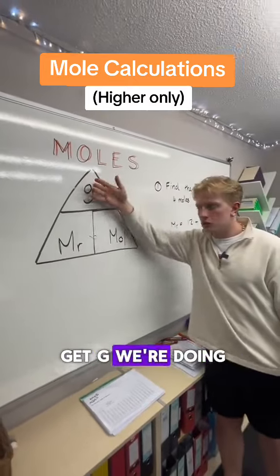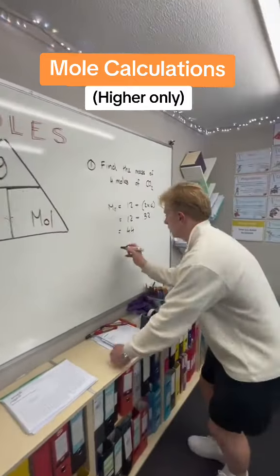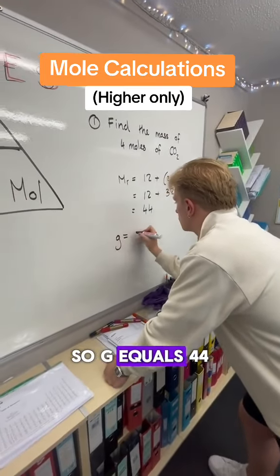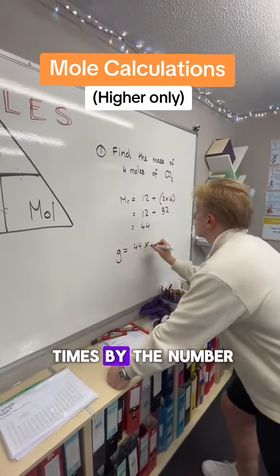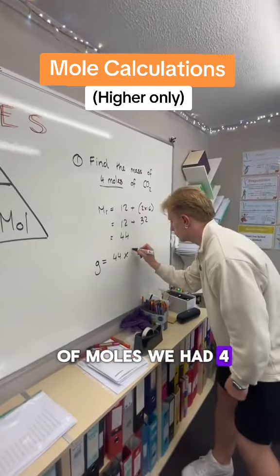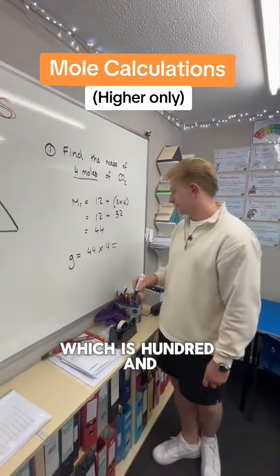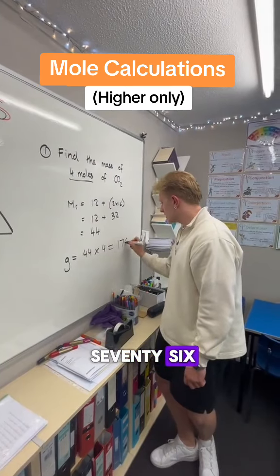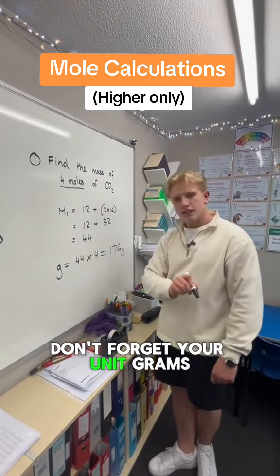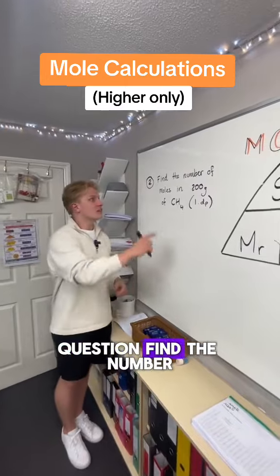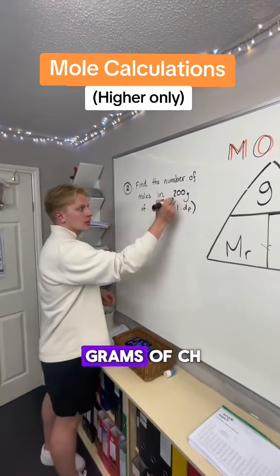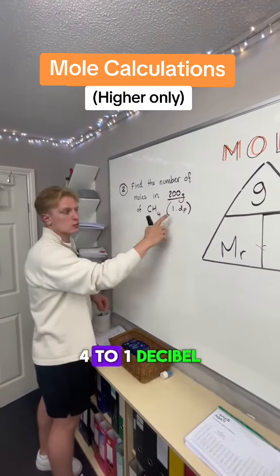Remember, to get G, we're doing MR times moles. So G equals 44 times by the number of moles we had, 4, which is 176. Don't forget the unit. Grams. Question, find the number of moles in 200 grams of CH4 to 1 decimal place.